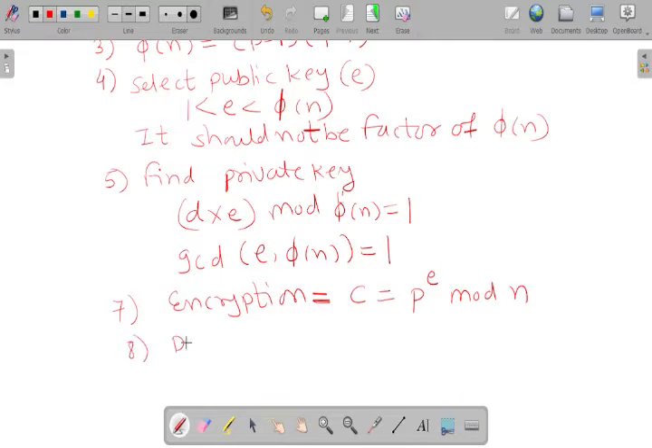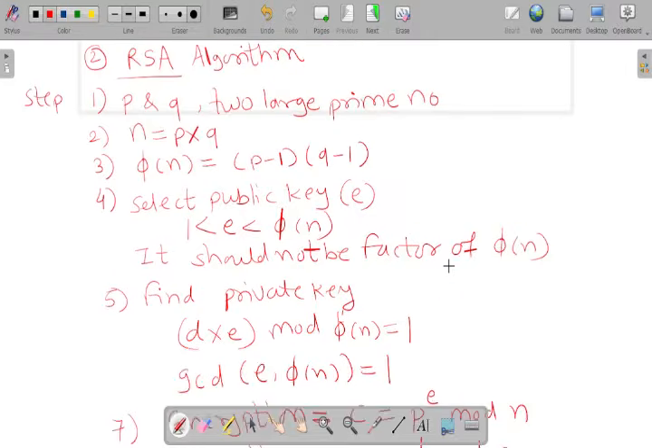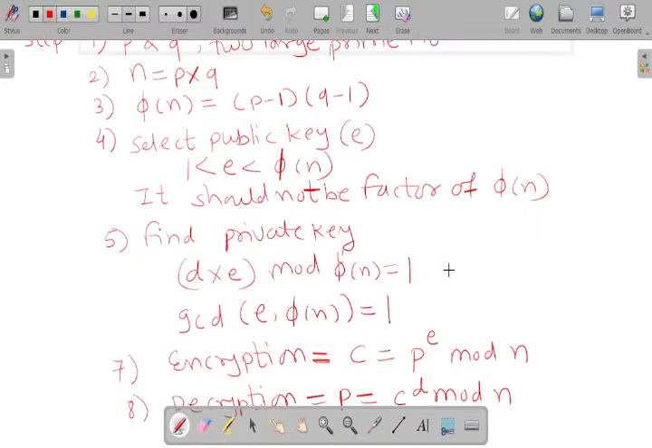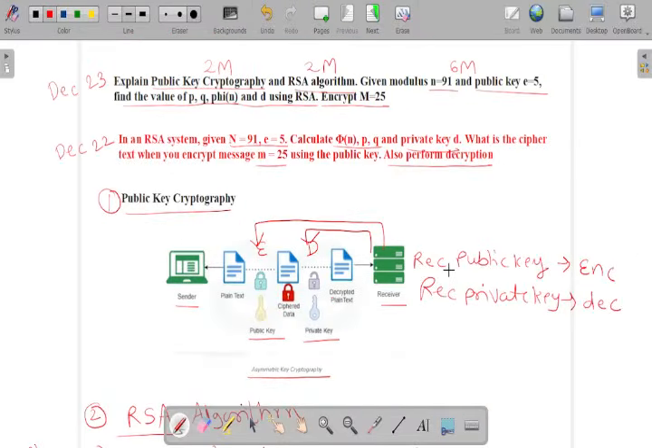And the decryption process, where you will get a plain text message, is P equal to C raised to D mod n. So D is your private key and E is your public key. In that way you can write down your RSA algorithm. Now we will solve our example.